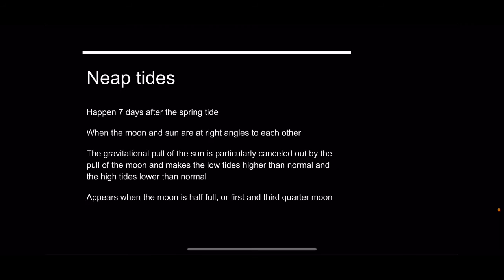A neap tide happens 7 days after the spring tide. This is because the moon and the sun are at a right angle to each other after the full or new moon passes. The gravitational pull of the sun is canceled out by the pull of the moon and makes the low tides higher than normal and the high tides lower than it normally is. This appears when the moon is half full, or the first and third quarter moon.